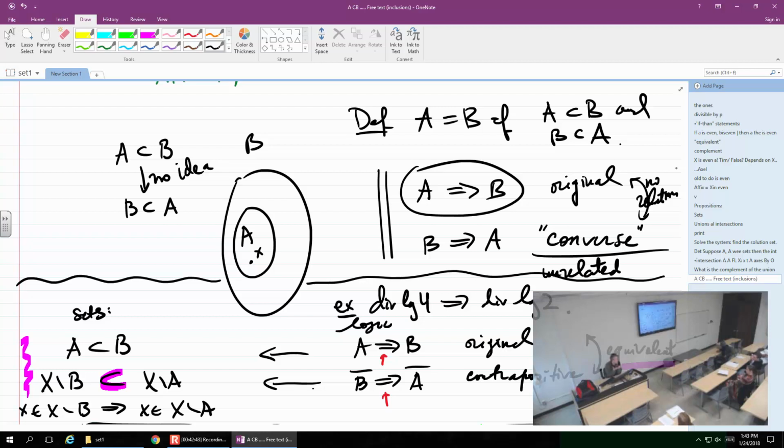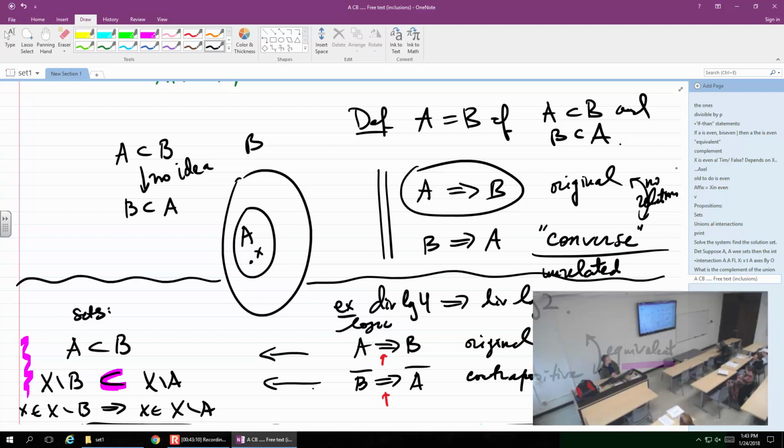Well, think about sets. A subset of B and B subset of A, we know what it means: A equals B, so two identical sets. The same with statements. If A implies B and B implies A, they're equivalent. They are either simultaneously true or simultaneously wrong. So that we're going to use a lot. Statements that are equivalent can be replaced with the other.